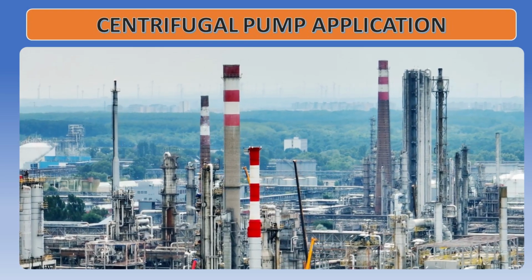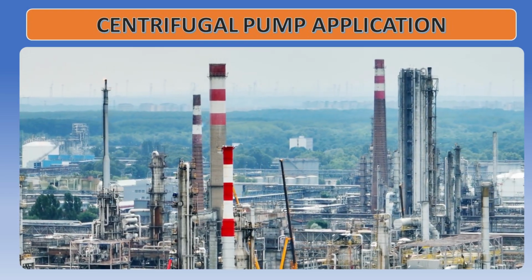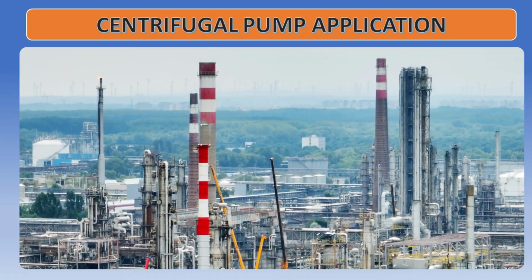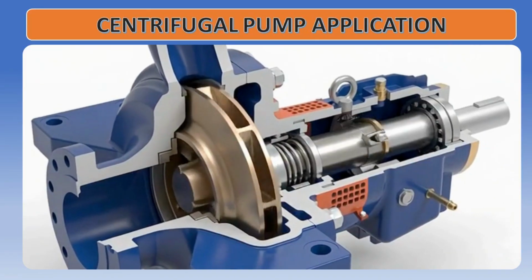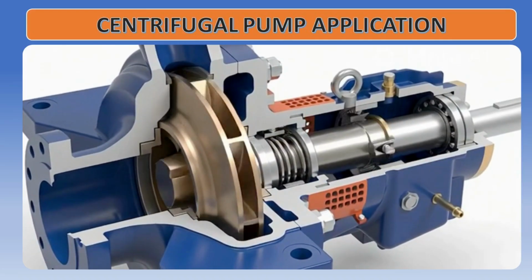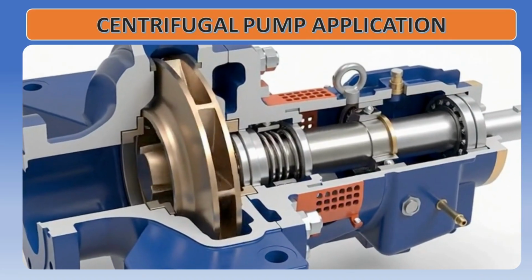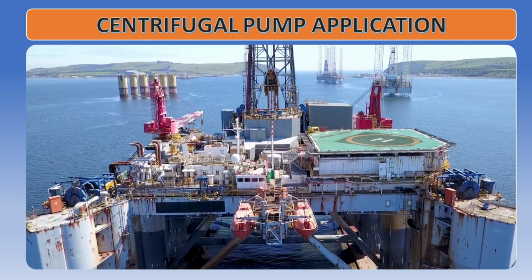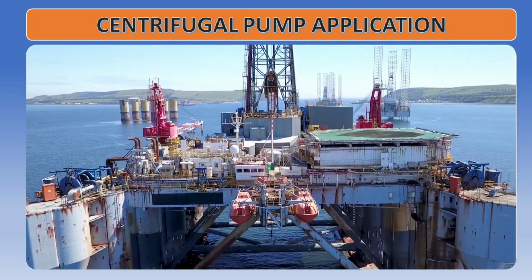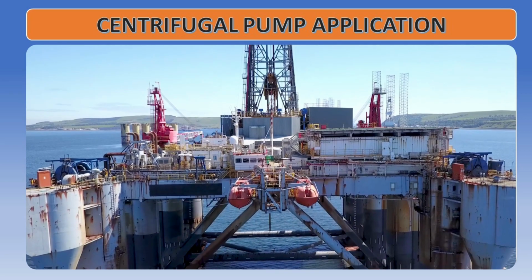Today, we are going to review a critical application in a petroleum refinery, the selection and specification of a centrifugal pump for the Crude Distillation Unit, or CDU. The plant receives the crude oil from storage tanks, and this pump, designated P101A/B, is the first step in moving that crude through the preheat train and desalter before it enters the atmospheric distillation column. It is the heart of the operation.